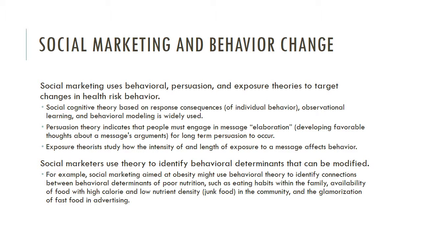Social marketers use theory to identify behavioral determinants that can be modified. For example, social marketing aimed at obesity might use behavioral theory to identify connections between behavioral determinants of poor nutrition, such as eating habits within the family, availability of food with high calorie and low nutrient density in the community, and the glamorization of fast food in advertising.